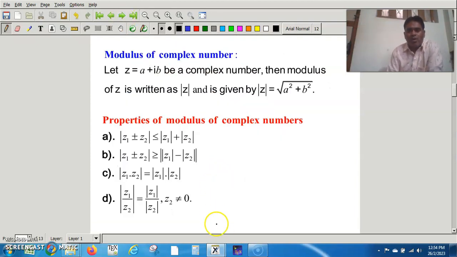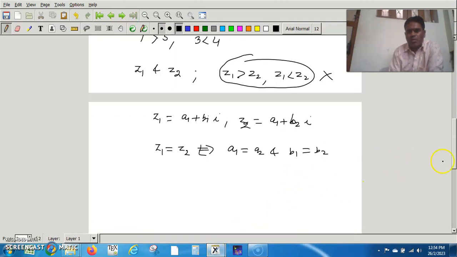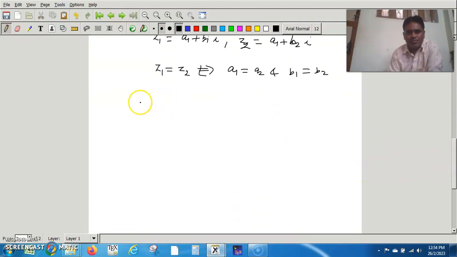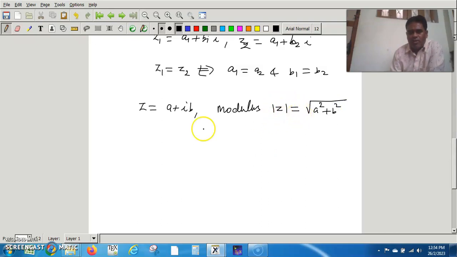Now what is the modulus, students, of a complex number? Suppose we are given a complex number Z equals to a plus ib, then its modulus is defined by this. This is written as mod of Z, and it is defined as the under root of the sum of the squares of the real part and imaginary part. So this is the modulus of the given complex number.